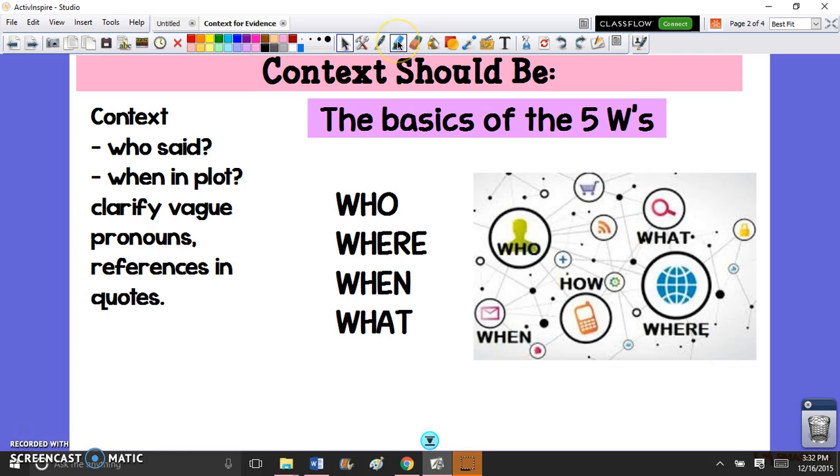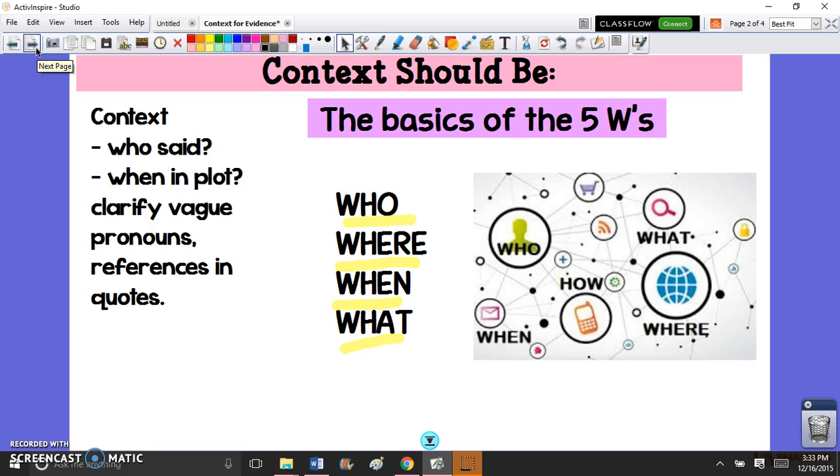Now, we don't really need to use the whole 5 W's. When you're giving context, you really just want to give the basic 5 W's, the who, the where and the when, if you know it, and the what. So you really want to focus on the character, where and when they actually are in the story. Are they at school or in the bedroom, or are they on the baseball field, and what are they actually doing?